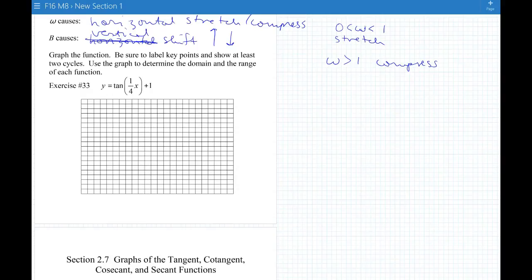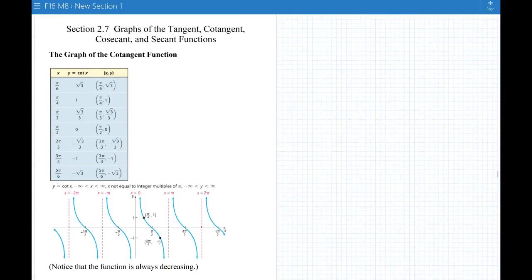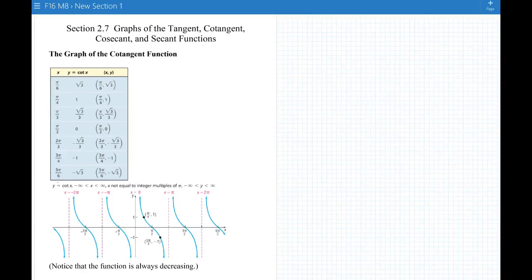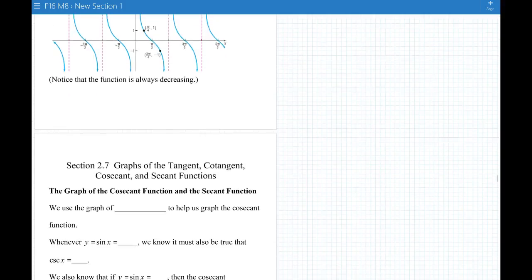It's kind of hard to show the horizontal stretches and compresses, but we'll do the best we can. I wouldn't expect you to draw tangent or cotangent graphs on an exam because they're tricky. So cotangent, notice, is always decreasing. We could do the same analysis as with the tangent function. These graphs come up much less often than sine and cosine because there aren't really lots of things in the natural world that they describe.